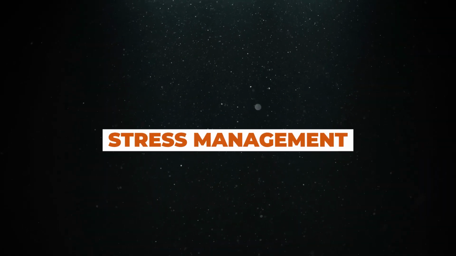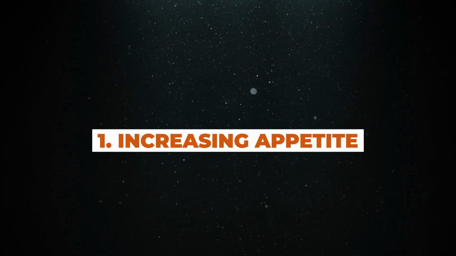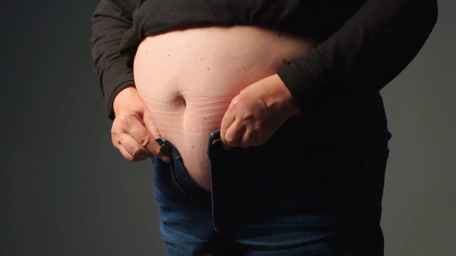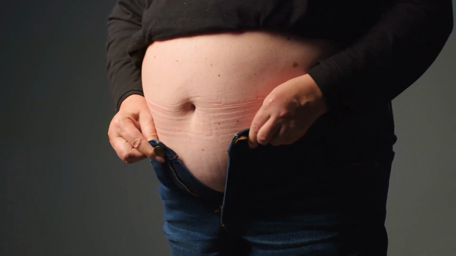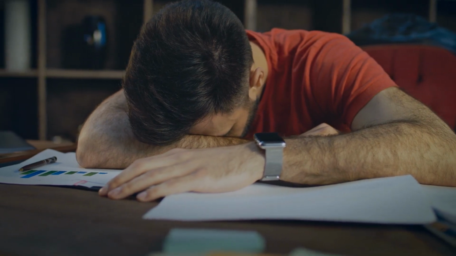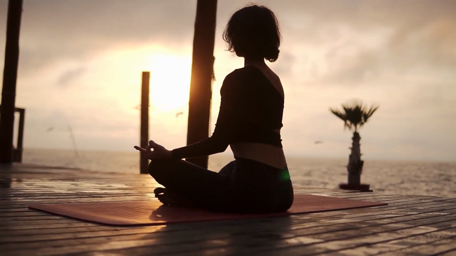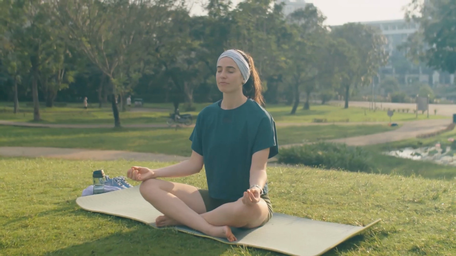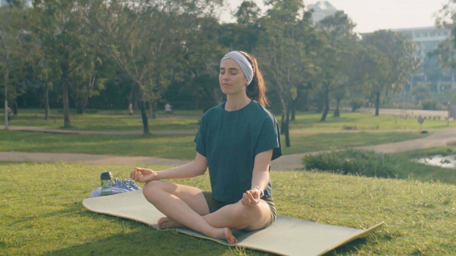Stress management. Chronic stress can hinder weight loss by: 1. Increasing appetite. Stress can lead to emotional eating and cravings for high-calorie foods. 2. Affecting hormones. Stress increases cortisol levels, which can promote fat storage, especially around the abdomen. 3. Reducing motivation. Stress can sap your energy and motivation to exercise. Incorporate stress-reducing activities into your routine, such as meditation, yoga, deep breathing exercises, or spending time in nature.